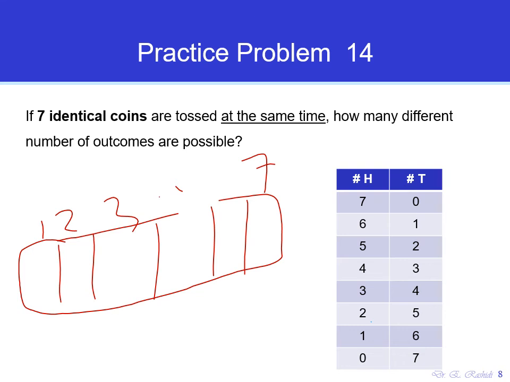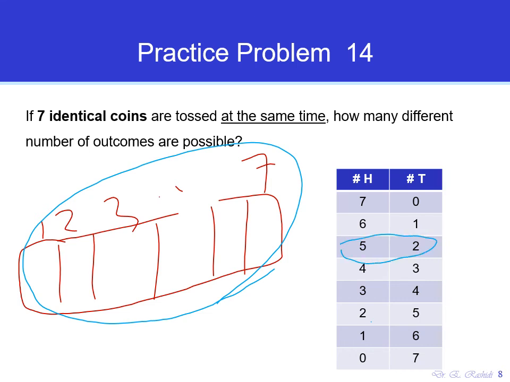Here you have 7 coins that you toss at once, and there is no way that you can distinguish the heads and tails of each coin. The order doesn't matter, unlike the example that we had previously, where the order would matter. For example, if you get 5 heads and 2 tails in this example, this is only one way it's possible.